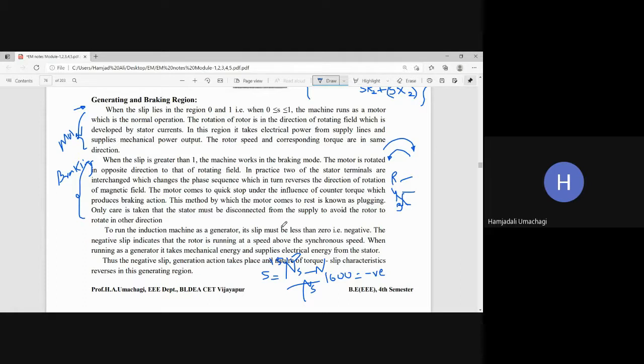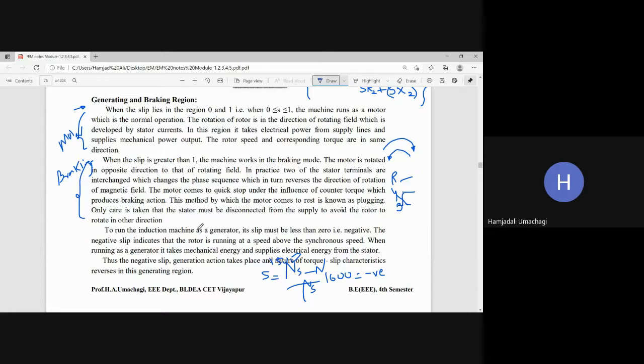If it is acting as a generator, it takes the input as mechanical and gives the output as electrical. In order to allow the induction motor to act as a generator, we should ensure that the speed of the motor is greater than the RMF speed. Then we attain negative slip, and the machine behaves as an induction generator. Input will be mechanical, output will be electrical.